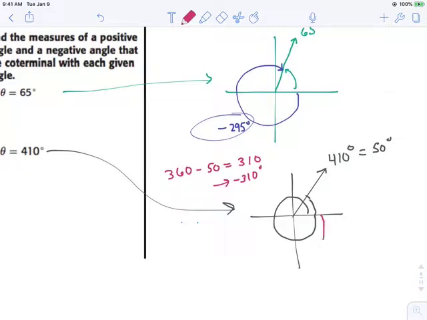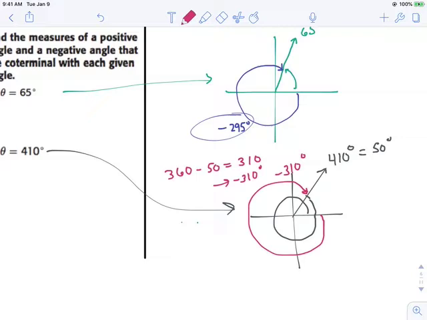So that means negative 310 degrees will end at the same place. Does that make sense? Do you have any questions so far? Nope.